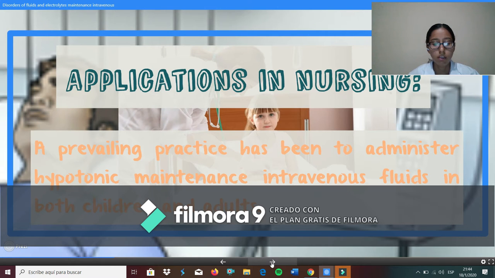Application in nursing. A prevalent practice has been to administer hypotonic intravenous fluid in both children and adults.